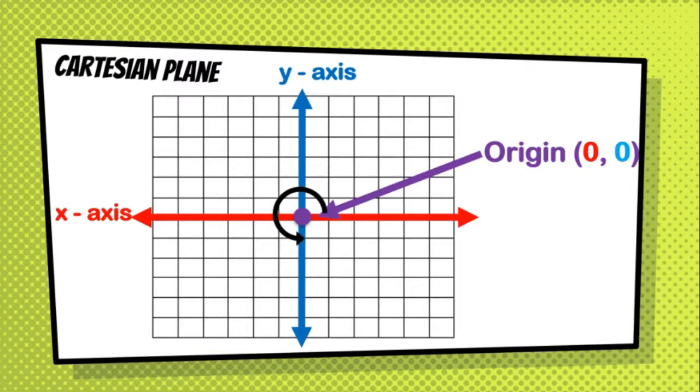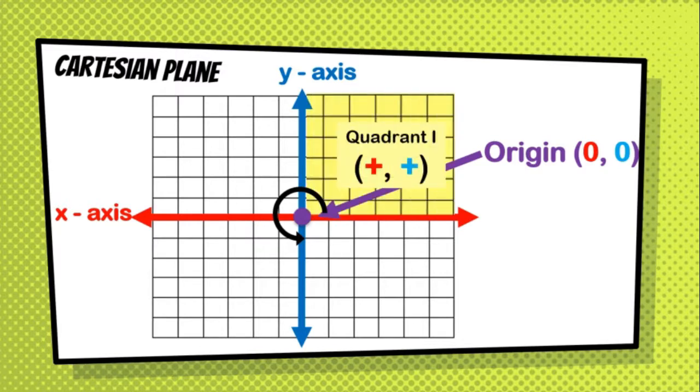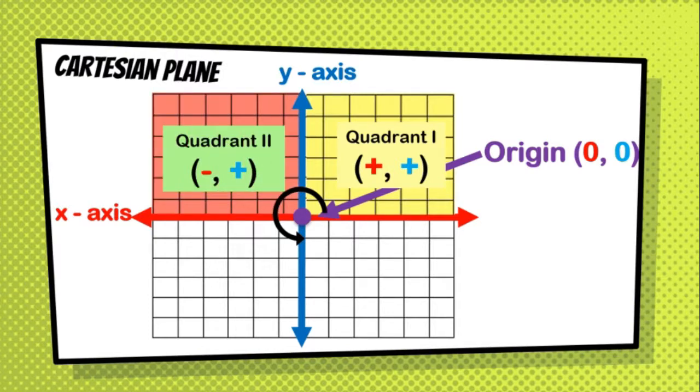Any point in quadrant 1 is to the right of the y-axis and above the x-axis. Therefore, the coordinates are both positive. Any point in quadrant 2 is to the left of the y-axis and above the x-axis. The coordinates are negative, positive.